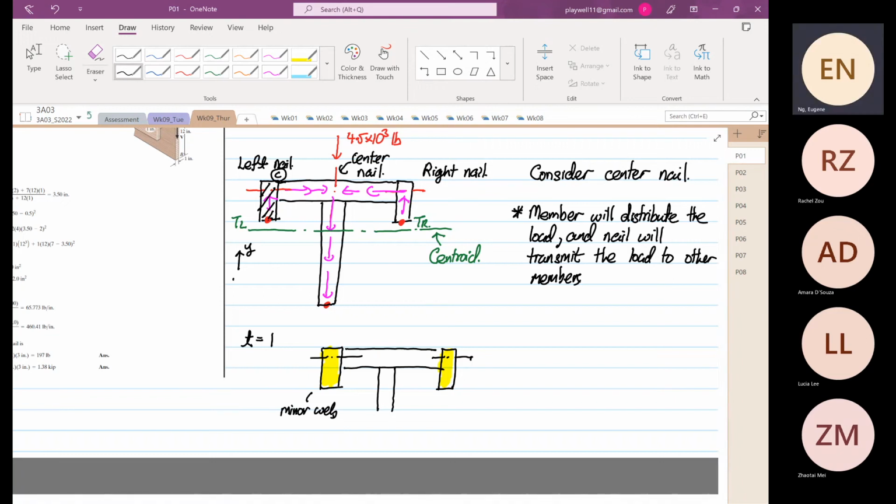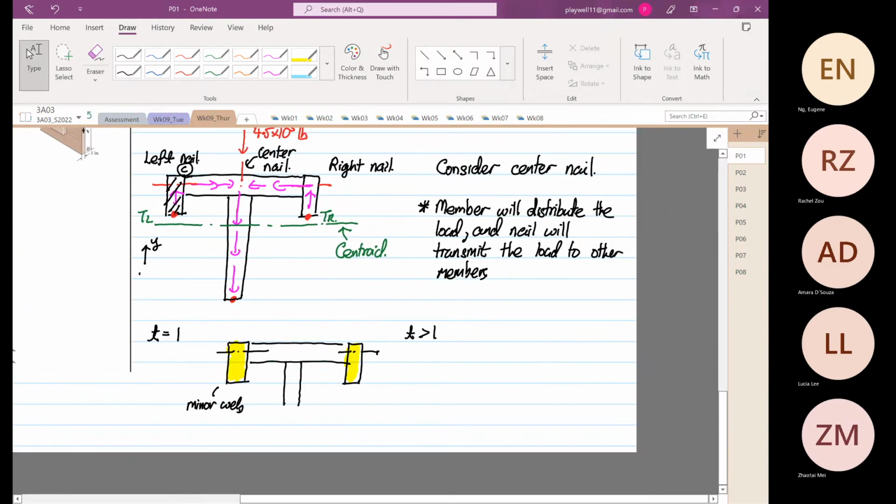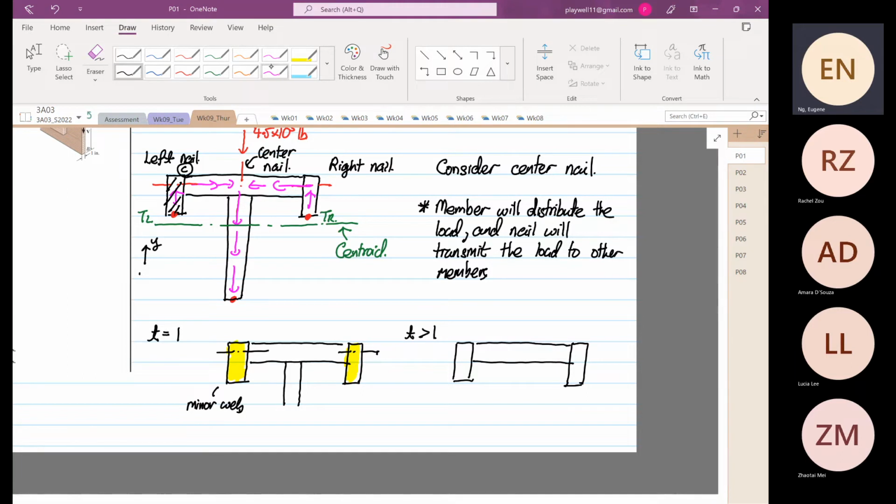And then when time is greater than 1, what will happen now is, right, the minor web will carry all the load, distribute the load, right? And then the fastener, which I'm going to draw now, right? So once it occupies over here, it's occupied, the shear flow, it's called a shear flow, it's like fluid flow, right? The shear flow has to go somewhere.